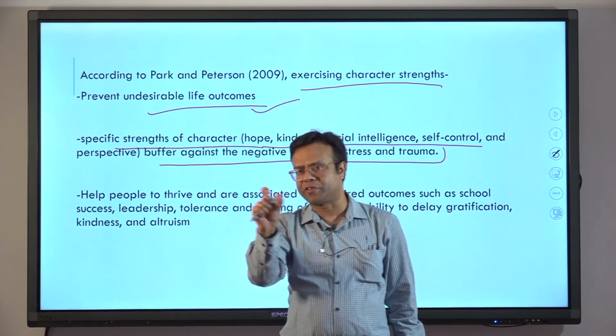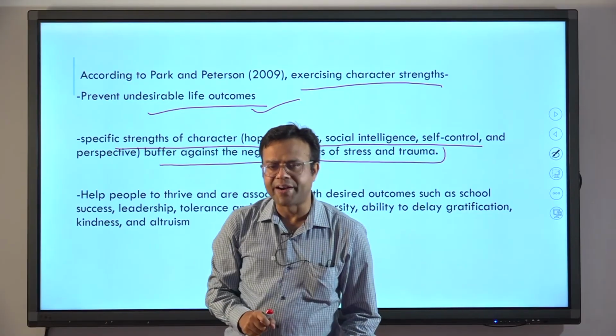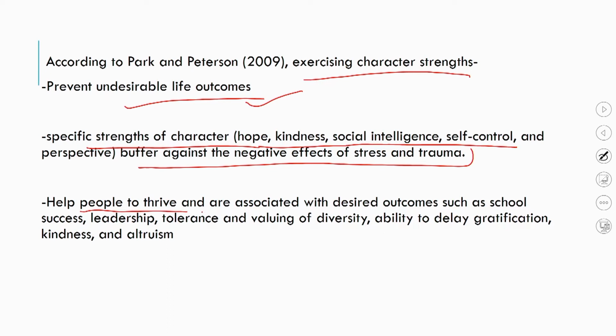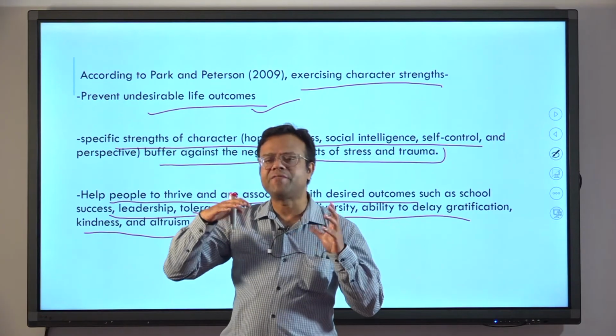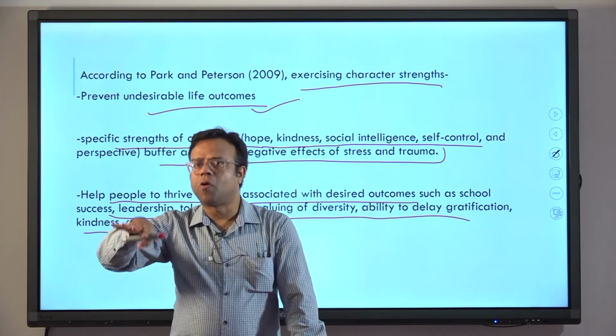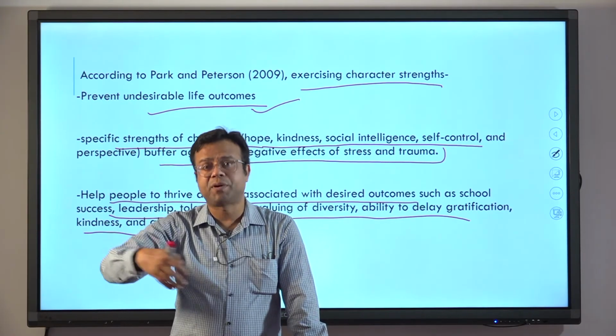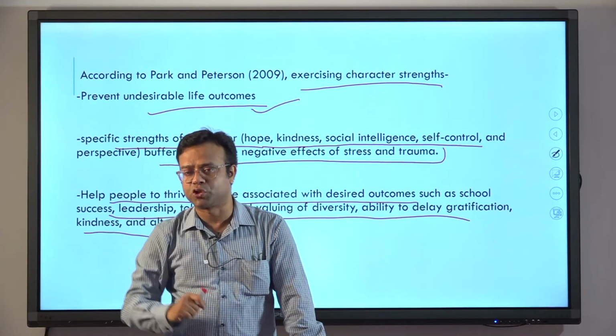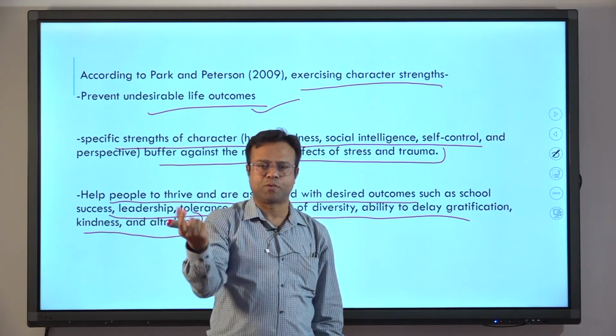Certain character strengths are very important, like hope, kindness, social intelligence, self-control and so on. They also help people to thrive when they're associated with desired outcomes such as school success, leadership, tolerance and valuing diversity, ability to delay gratification, kindness, altruism, helping behavior and so on. So it also has diverse outcomes, not only related to well-being, even in performance settings. Certain character strengths lead to higher performance in schools also. So we'll look at some of these things.